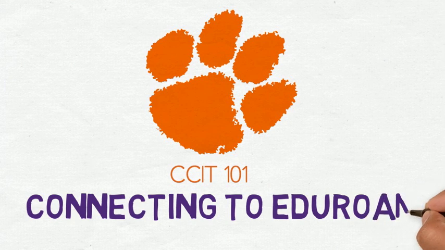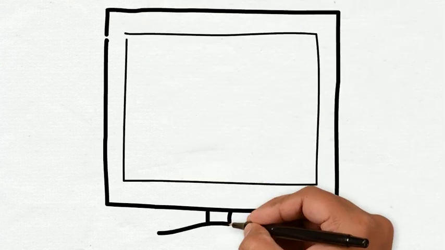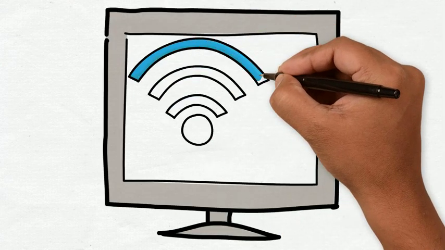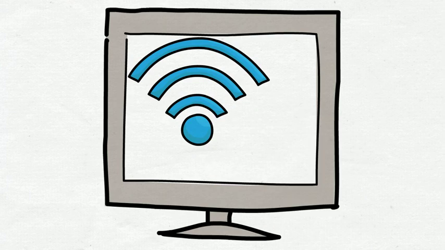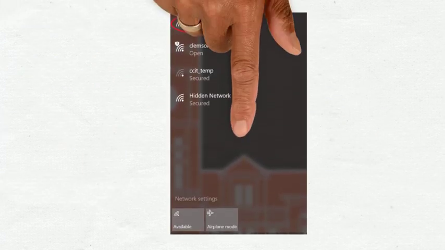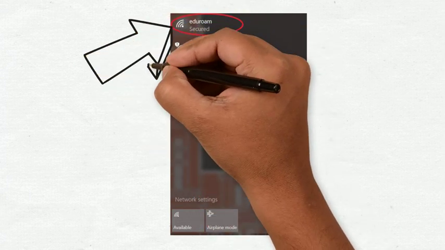Today, we're going to learn how to connect to Eduroam with a Windows computer. First, start off by clicking the network icon on the Windows taskbar. If you're not connected to any networks, this will appear as an airplane. Next, you will see a menu of available networks. Select Eduroam.